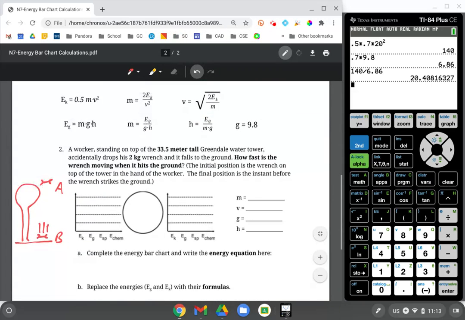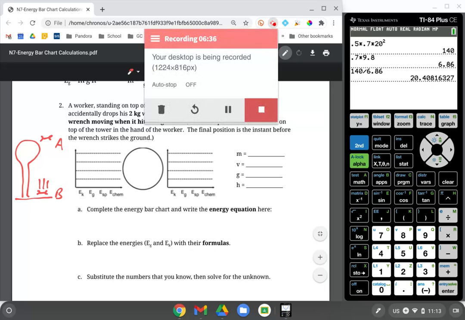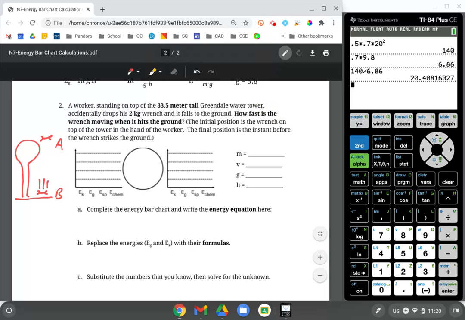For the second problem, we have a worker standing on top of the 33.5 meter tall Greendale Water Tower, who accidentally drops his 2 kilogram wrench and it falls to the ground. How fast is the wrench moving when it hits the ground? And so you'll see on the drawing right here, in the picture that I drew on the left, we have a wrench that's high up off the ground at the beginning, and then it's falling at the end.